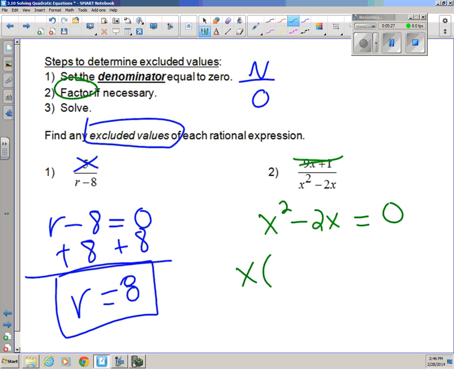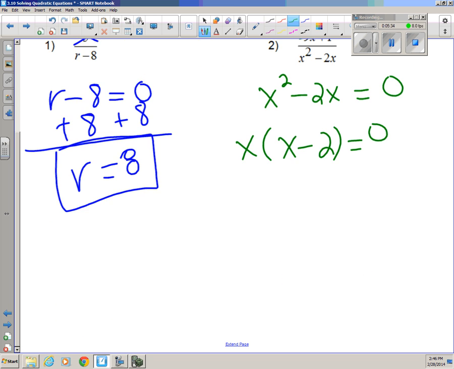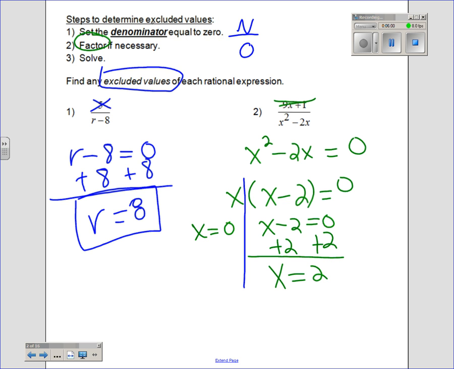I've got a GCF of x and then x minus 2 left over, but equal to 0. So essentially, I have two factors here. I've got an x and an x minus 2. So what I'm going to do is draw a line, and I'm going to set each factor equal to 0. Once I set x equal to 0, that's my answer. Once I set x minus 2 equal to 0, I have to solve for x here, and x comes out to be 2. So the two excluded values for this particular problem happen to be 0 and positive 2.